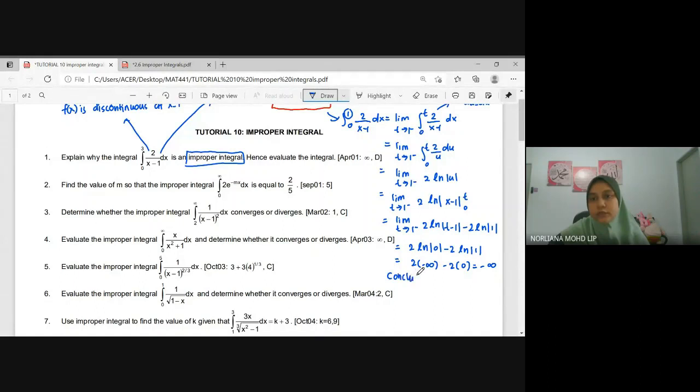Conclusion: diverge. Conclusion untuk ni lah, untuk integral 0 to 3, 2 over x minus 1 dx, is diverge. Sepatutnya ni negative infinity. Ni awak boleh buat terus conclusion lah. Cari satu ni dapat negative infinity sepatutnya kan.